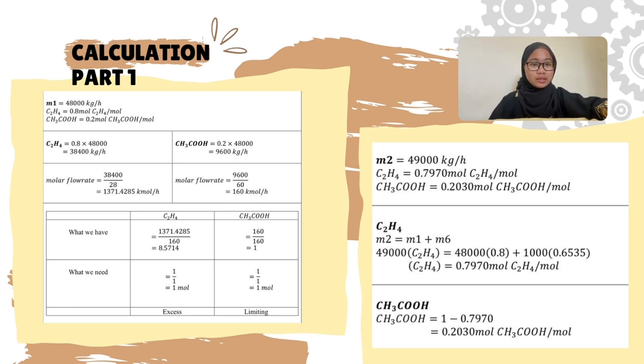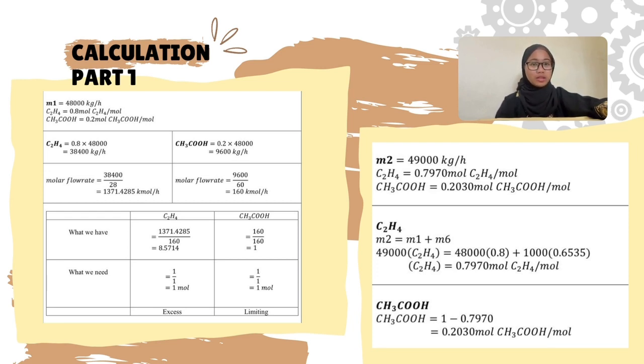The answer needs to be divided by the molar mass of ethylene, that is 28, and the molar flow rate for ethylene is 1,371.4285 kmol per hour. Next, for acetic acid, 0.2 times 48,000 kg per hour gives 9,600 kg per hour. Dividing by its molar mass, we get 160 kmol per hour.